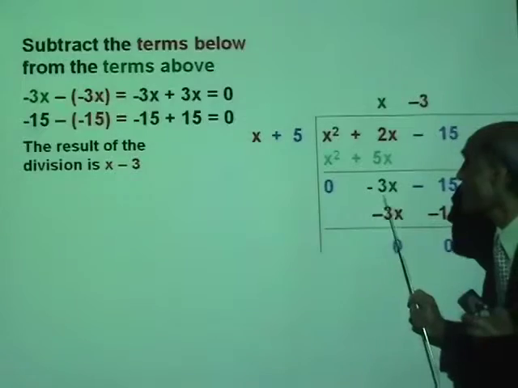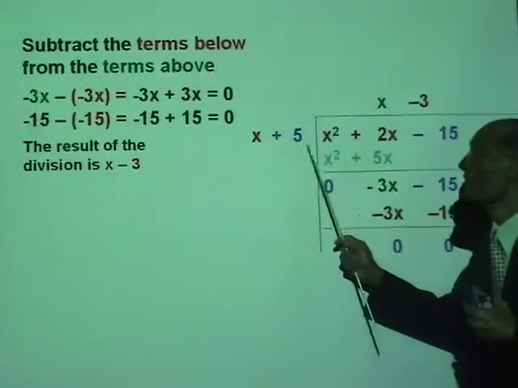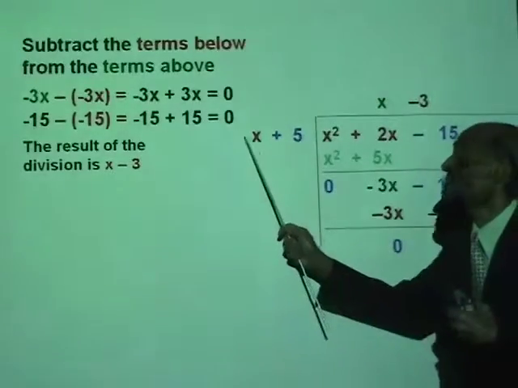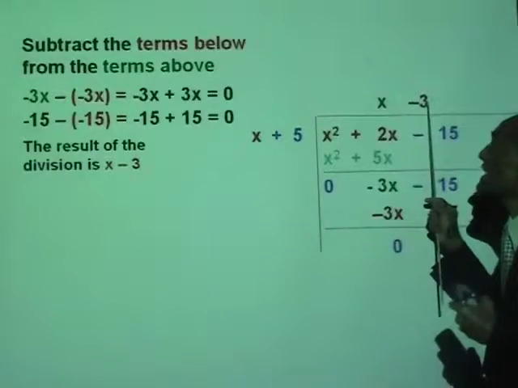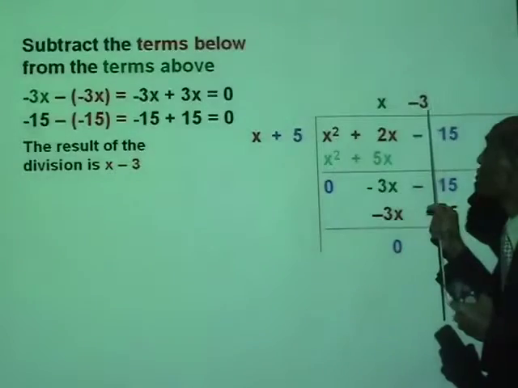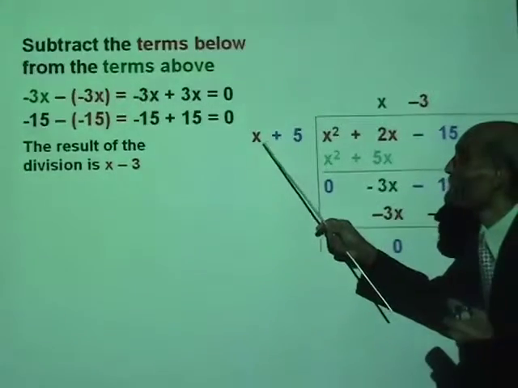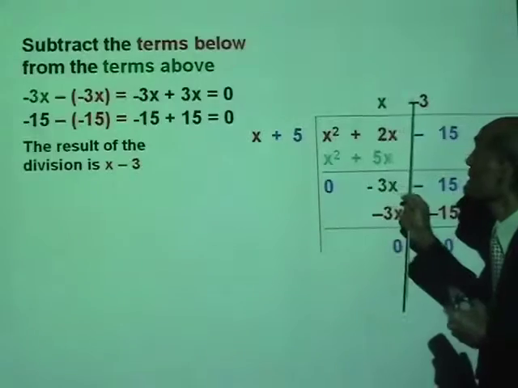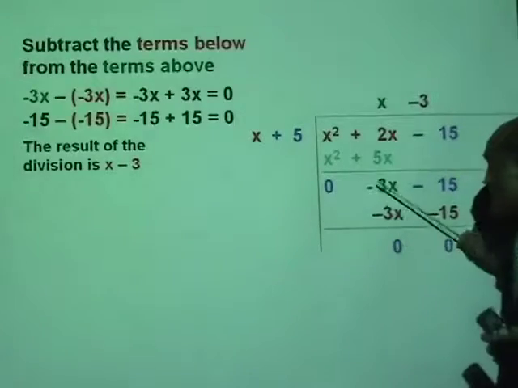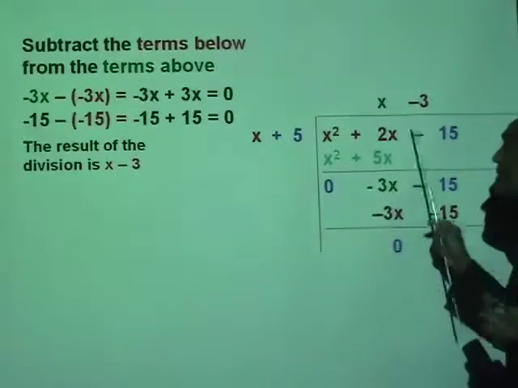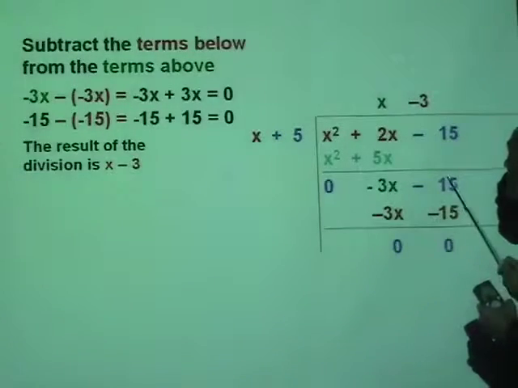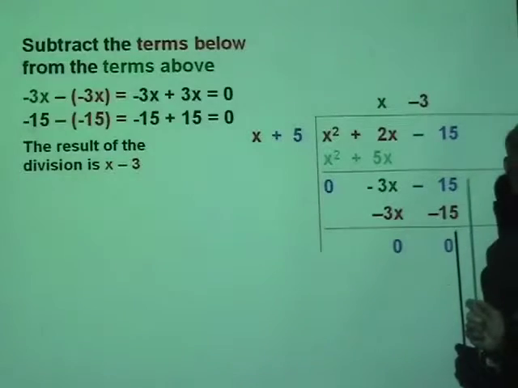The first term of the dividend, negative 3x, is divided by x. Negative 3x divided by x is negative 3. Write it to the right of x. And now multiply this negative 3 with each of the terms of the divisor. Negative 3 times x is negative 3x. Write it below negative 3x. Negative 3 times positive 5 is negative 15. Write it below negative 15.